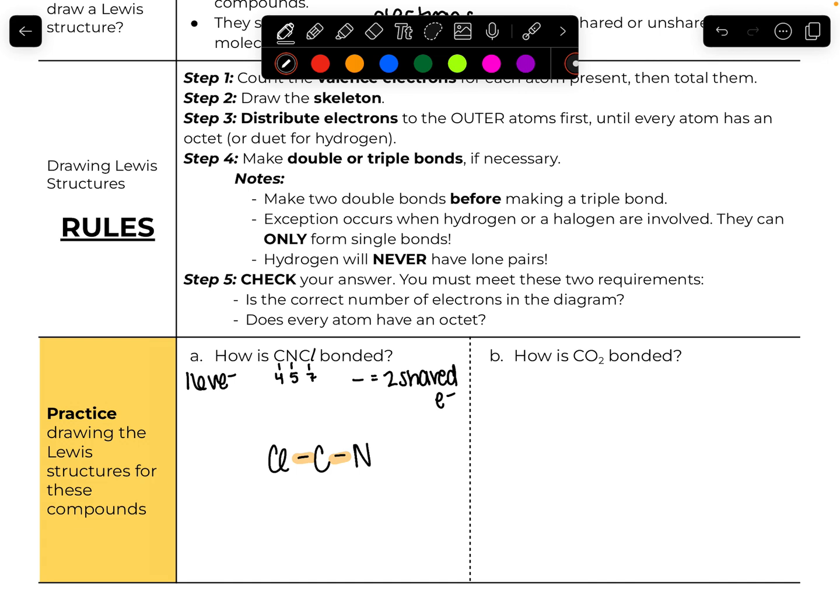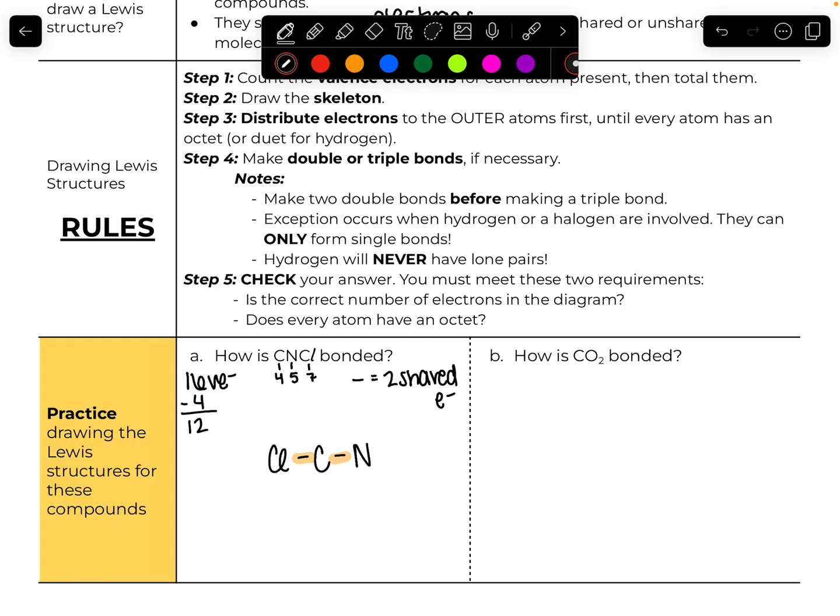Step 3, you're gonna distribute your electrons to the outer atoms first until every atom has an octet. Or if you have something like hydrogen, hydrogen only needs that one electron, so it follows the duet rule. Basically, you're just trying to use up these electrons until everything is possibly filled. So I started with 16 valence electrons. I already used some of those up in the single bonds, so let's figure out how many. Between carbon and nitrogen, I have a single bond, so there's 2 electrons there. Between carbon and chlorine, I have 2 electrons, so I'm gonna subtract 4 total electrons from my count, which means that I only have 12 electrons left that I can possibly use.